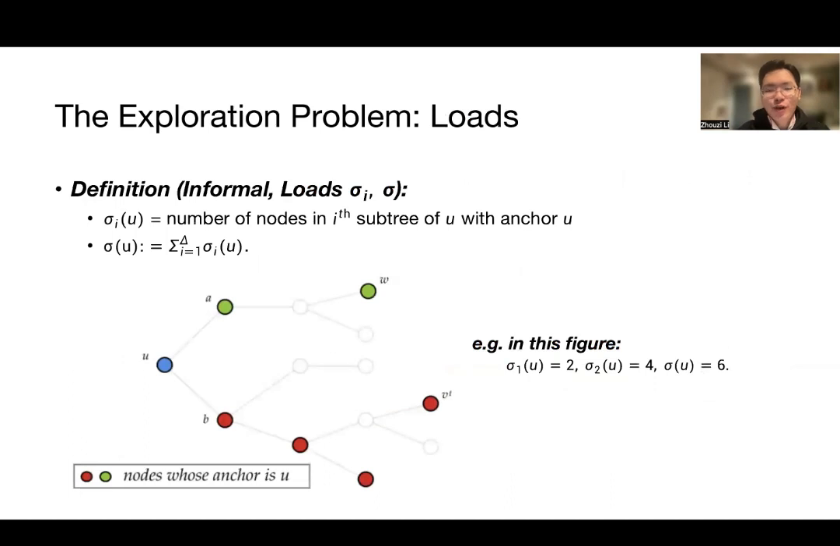Based on the definition of anchor, we then define load sigma_i to be the number of nodes in the i-th subtree of U whose anchor is U. For example, in this case, sigma_1 is equal to 2, which is the number of the green nodes, and sigma_2 equals 4, and sigma is the sum of all the sigma_i, which is 6.